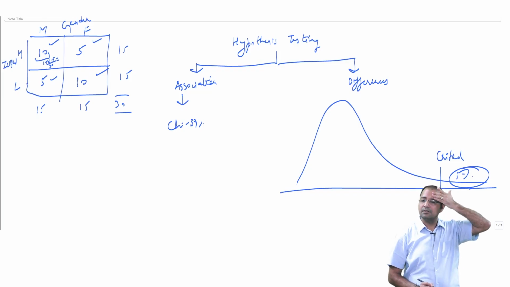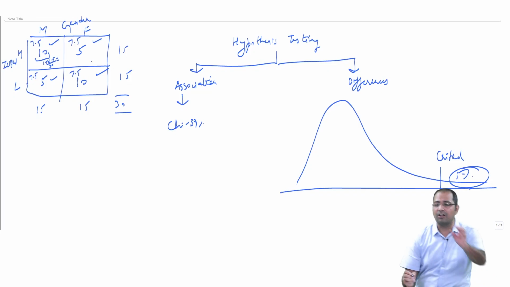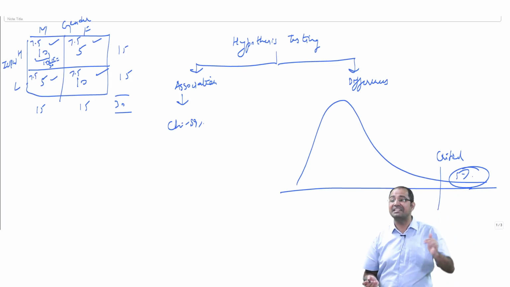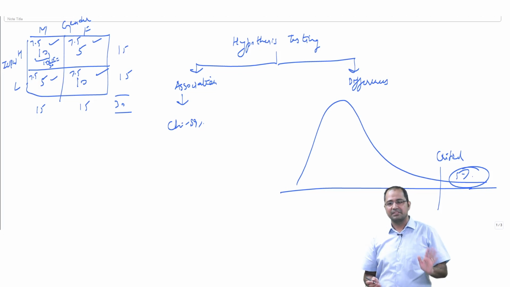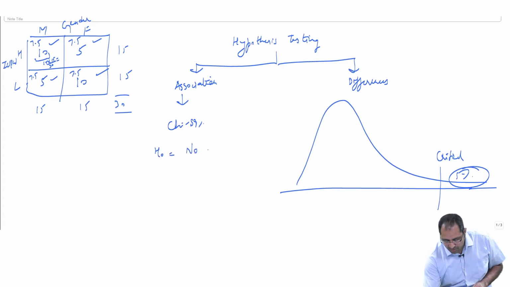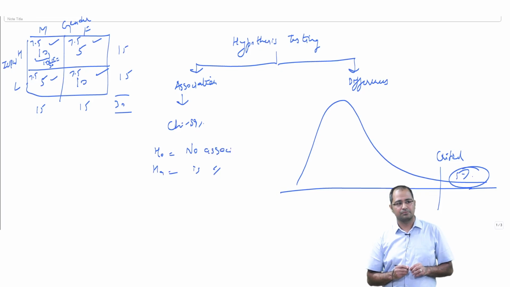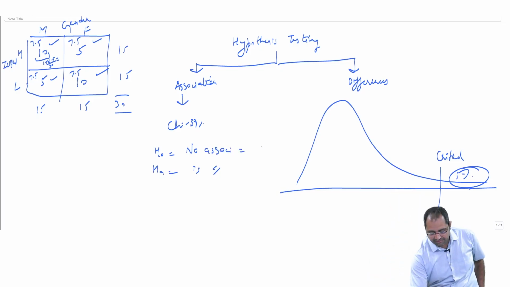225 divided by 30 is 7.5. So this should be the frequency in all four cells if there is no association. If the null hypothesis is true, then 7.5 should be the frequency in each cell. The null hypothesis in this case is that there is no association; the alternate is that there is association. No association means the frequency in each cell is the same.